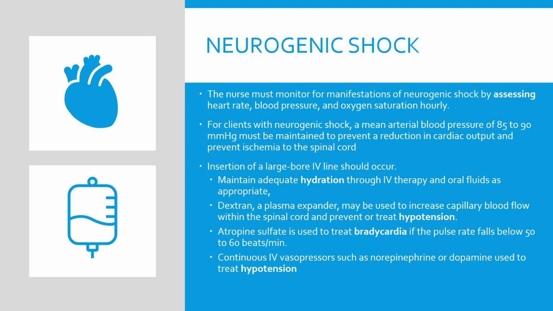Insertion of a large bore IV line should occur. You want to maintain adequate hydration through IV therapy and oral fluids as appropriate. Dextran, which is a plasma expander, may be used to increase capillary blood flow within the spinal cord and prevent or treat hypotension. Atropine sulfate is used to treat bradycardia as the pulse rate falls below 50 to 60 beats per minute. And continuous IV vasopressors such as norepinephrine or dopamine are used to treat hypotension.